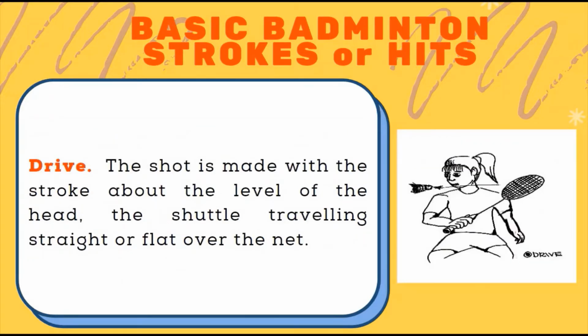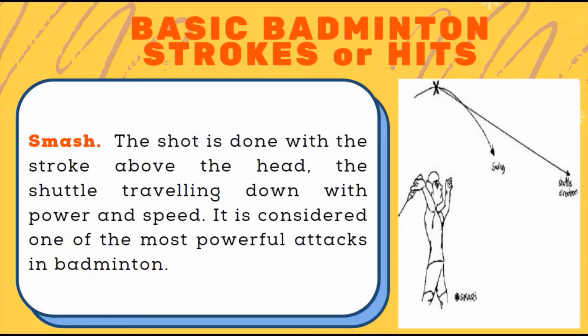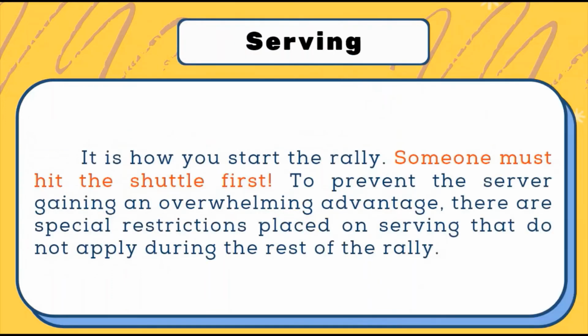Drive. The shot is made with a stroke about the level of the head, the shuttle traveling straight or flat over the net. Smash. The shot is done with a stroke above the head, the shuttle traveling down with power and speed. It is considered one of the most powerful attacks in badminton. Serving. What is it? It is how you start the rally. Someone must hit the shuttle first. To prevent the server gaining an overwhelming advantage, there are special restrictions placed on serving that do not apply during the rest of the rally.